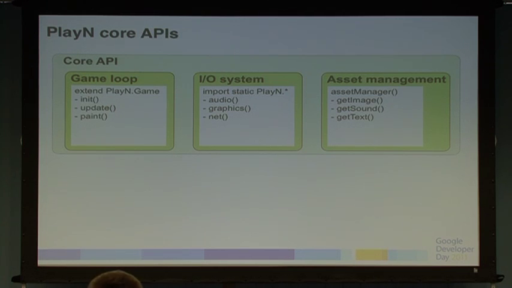So let's expand a little on that first box, the core API, and see how it's broken up. That further has three things going on in it. There's the main game loop. If you're a game developer, you know exactly what this is. If you're not, this might be a new thing to you.